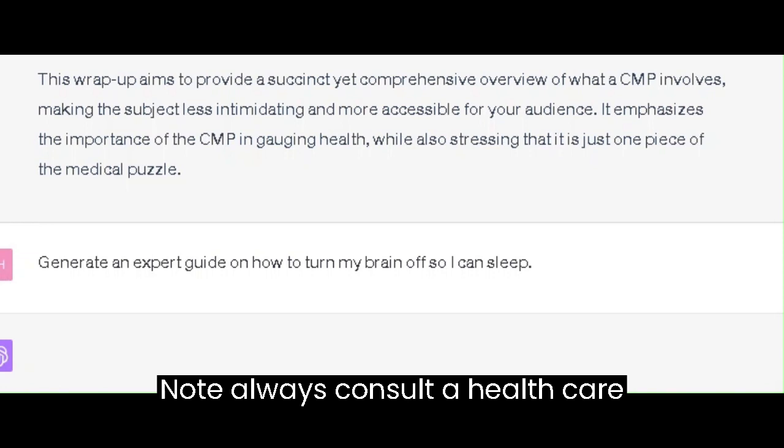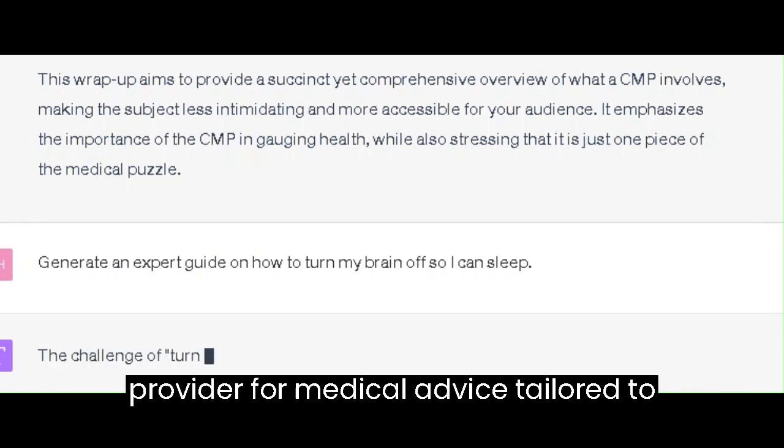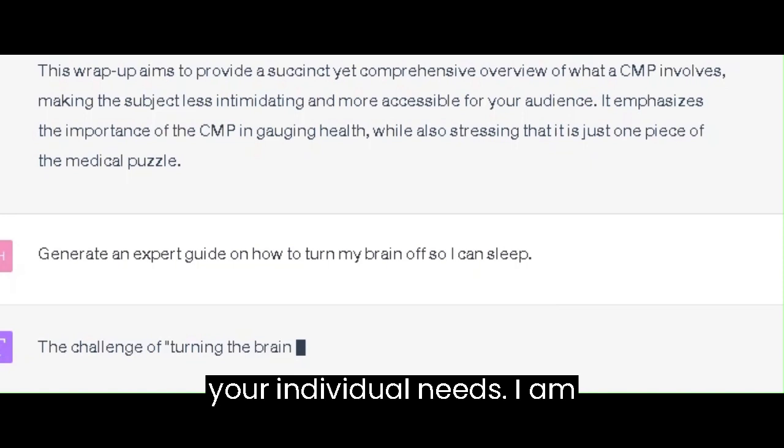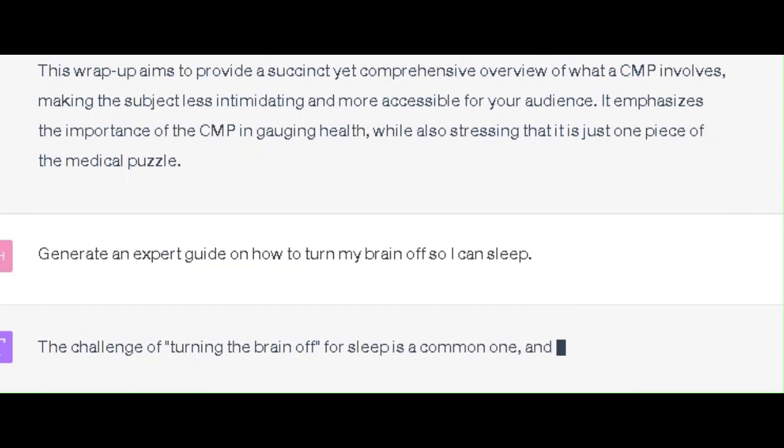Note, always consult a healthcare provider for medical advice tailored to your individual needs. I am not medically trained. I am not an expert on this topic.